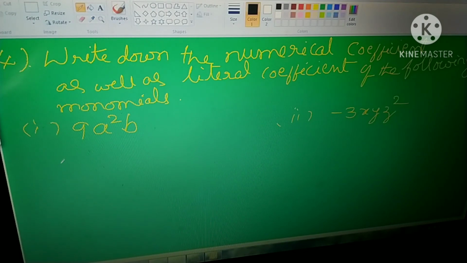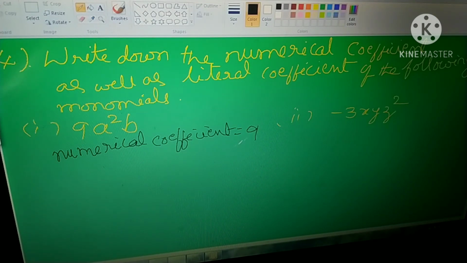First write down what they have asked, numerical coefficient. Numerical coefficient means, what is numerical? Number. So what is the number here? The number which is multiplying here is 9. So mention that one. Your numerical coefficient is 9.